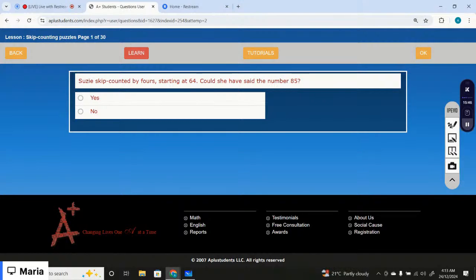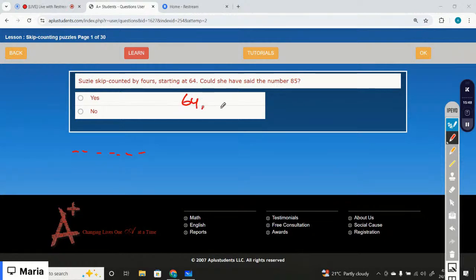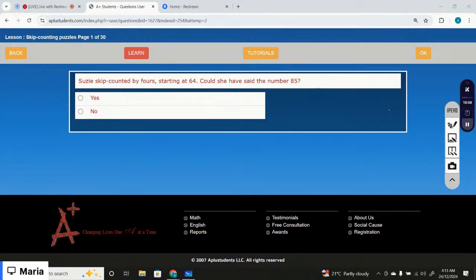So that is 64, 68, 72, 76, 80, 84, 88. That means no, she's not skip counting by fours, because when you skip count by four, you don't have 85. So the correct option is no.